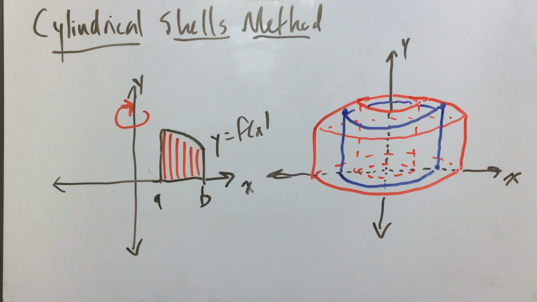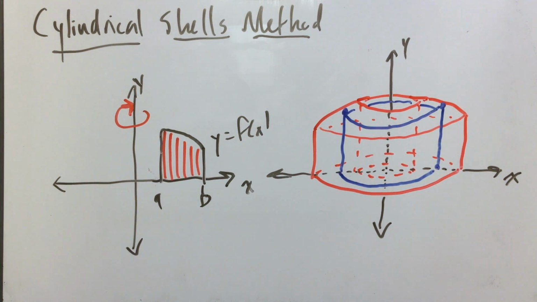So we're still talking about solids of revolution, but we're going to talk about a different way of computing their volumes. This is called the method of cylindrical shells. And although we can still use the disk method in this case, people often find it conceptually easier to use cylindrical shells in the case that we're looking at.